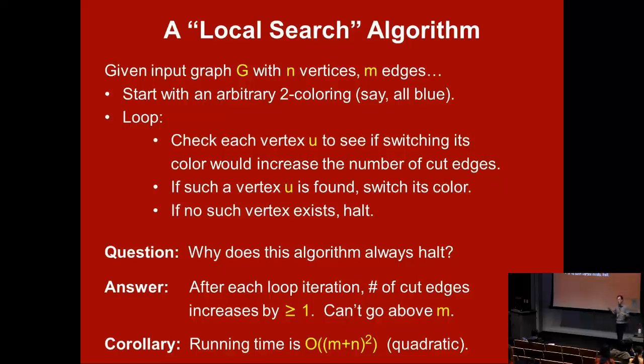Then you just go back through all the vertices again and say, now if I switched a vertex's color, would it increase the number of cut edges? And you just keep doing that and doing that. And if you go through all the vertices at some point and you never find one which would make the number of cut edges go up by switching its color, then you halt. And you just say, okay, this is the two-coloring I'm going to output.